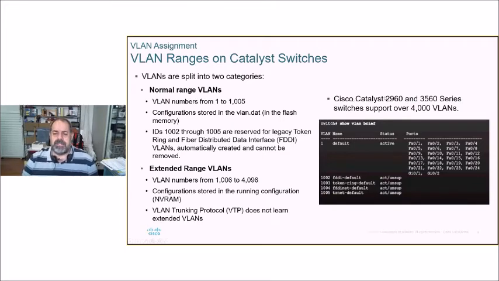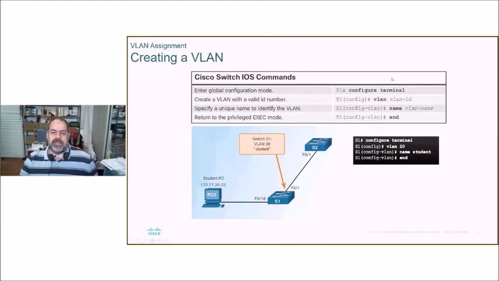So Cisco Catalyst 2960 and 3560 switches support over 4,000 VLANs, 4,096 to be precise. Okay, so how do we create a VLAN? You need to go into global config mode, then you type in vlan and a number. You've got the example here, VLAN 20. Once you've done that, the VLAN is created. You're also in VLAN config mode, so you can give it a descriptive name. In this case, we're calling that VLAN the student VLAN.